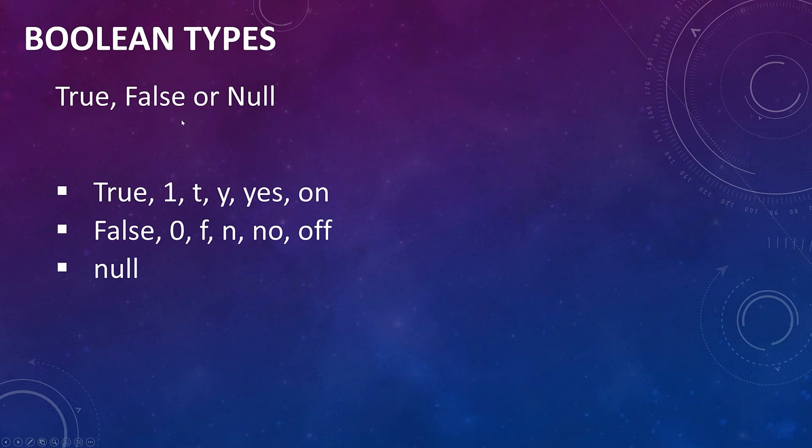They're either going to have true, false, or null values, sort of, because true can also be represented with 1, a T, a Y, the word yes or on, and false can also be represented with 0, F, no, and off. But I highly recommend that you use true and false because that will save you a lot of headaches in the future. And of course, Boolean types can also have no value or null.